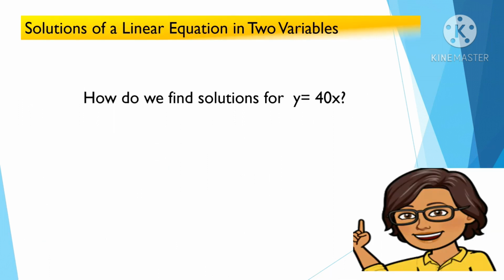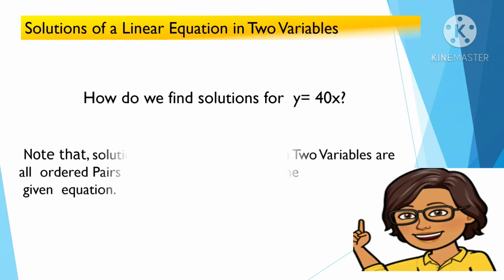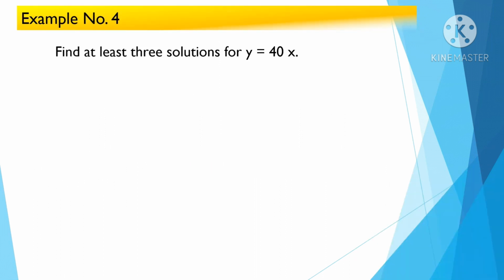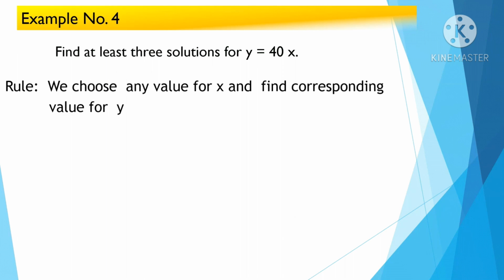How do we find solutions for y equals 40x? Note that solutions for a linear equation in two variables are all ordered pairs x, y, which satisfies the given equation. Example: find at least 3 solutions for y equals 40x. We choose any value for x and find corresponding value for y. Gamitin na natin yung mga maliliit at convenient na number, katulad ng 0.